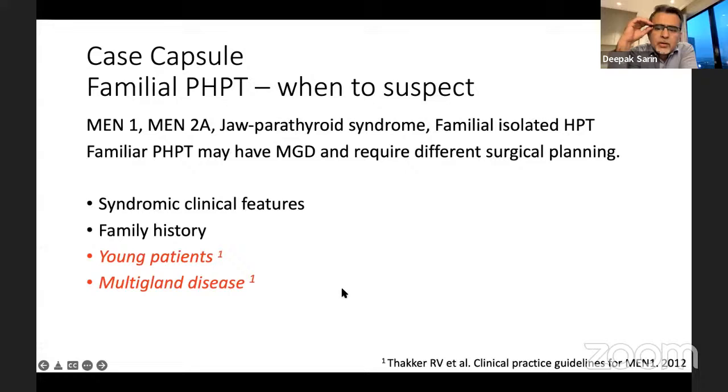Yeah. In 2012, there were consensus guidelines by the experts. As our panelists said, if you have obvious syndromic familial features or a known family history, that's a strong marker. But they actually said young patients less than 30 should all be screened for MEN1. They also added in 2012 people with multi-gland disease, to broaden the net of picking up familial disease, because they have to be managed a little differently. So young patients or those with multi-gland disease known pre-op are probably good triggers for screening for familial disease, particularly MEN1.